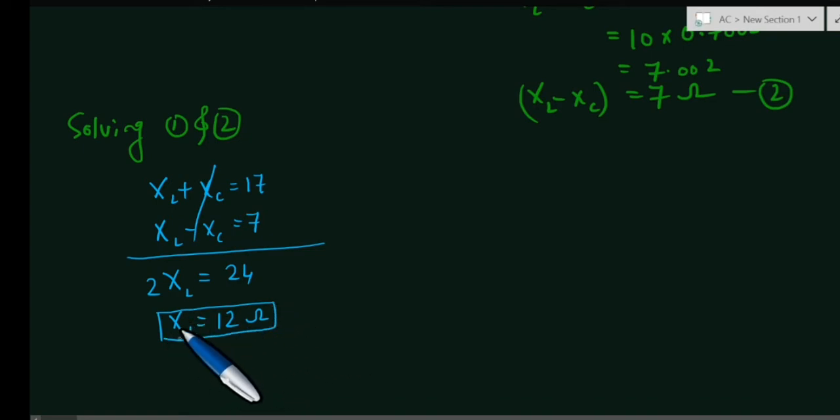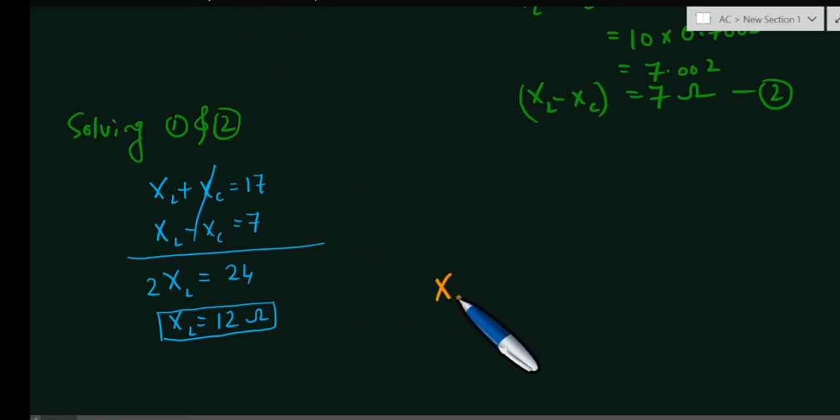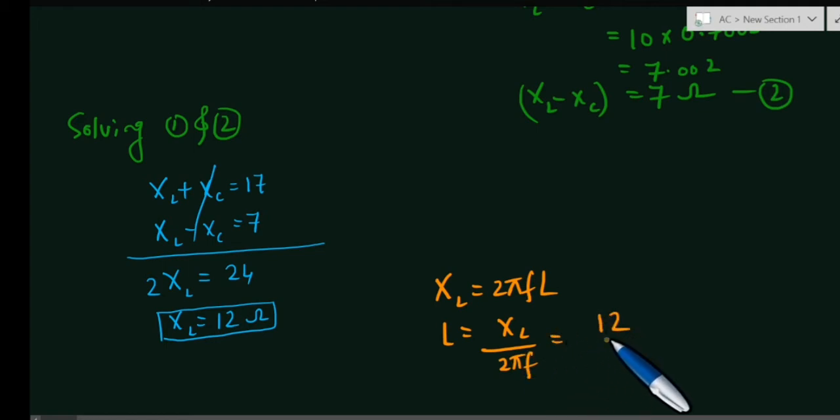So once you have the XL value, you can easily calculate the value of L by applying the formula XL is equal to 2 pi F into L. Therefore, L is equal to XL divided by 2 pi F. So the XL value we found is 12, divided by 2 into 3.142 into the F value.